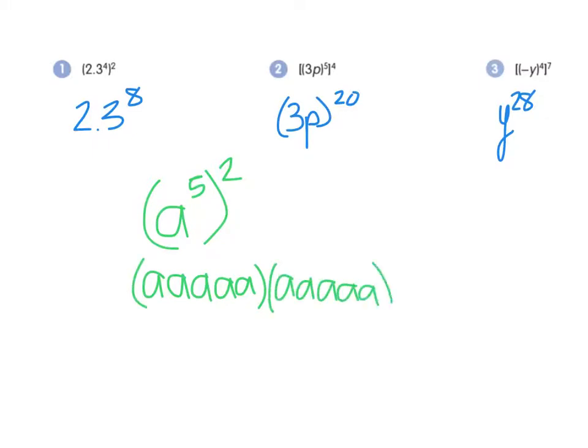I can clearly see after I expand it out that there are 10 total a's here. So I'm going to remember not to add the exponents together. I'm going to remember to multiply them, because when I expand it out, that shows me how many exponents there should be. So that's just a little hint that you can use. If you forget what the trick is, you can expand it out, and that'll kind of help you remember.